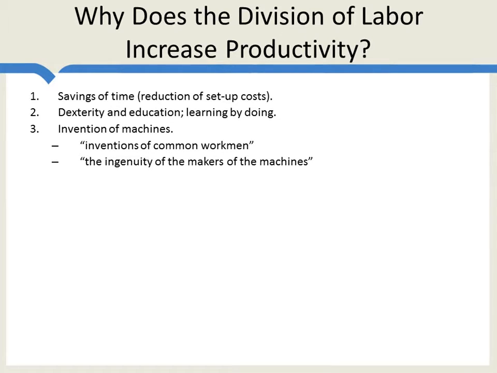So Smith says, workers who specialize in a task will naturally come to think of ways of doing that task with less labor. So there's a lot of inventions of common workmen which are important. Even more important is the ingenuity of the makers of the machines, because the division of labor is not just within a factory, it's across industries. So we get whole industries which are built on providing machines for other industries, and the workers in those industries learn how to improve the machines, which improves the productivity of the workers who use the machines.